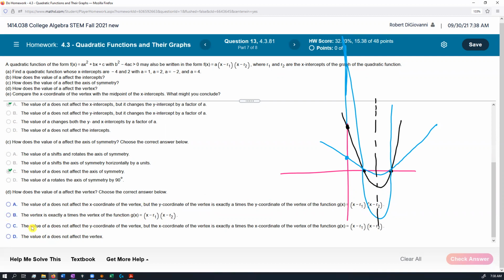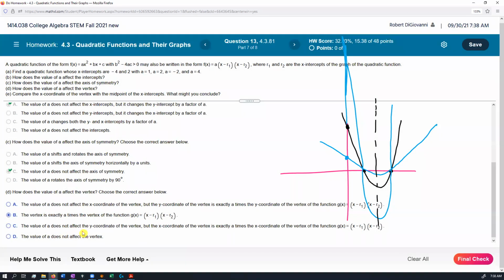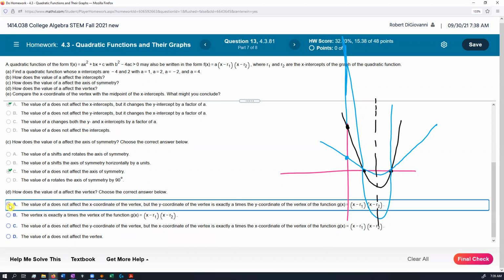Okay, so the first part, A, C, and D say it doesn't affect anything, so it's got to be B. Oh, I didn't read these. The value of A does not affect the x coordinate of the vertex, but the y coordinate changes. That's true. If I change A, the vertex moves up and down, but it doesn't move left or right. So it's got to be that one.